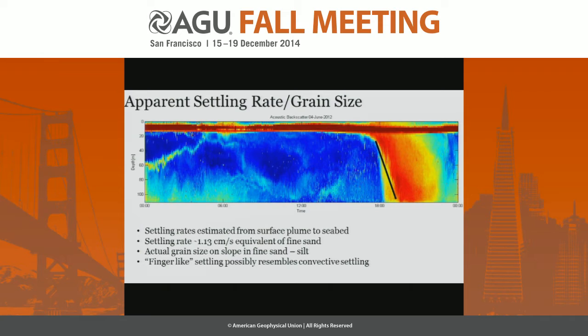Another interesting occurrence is these little finger-like settling features that possibly resemble convective settling that has been seen in laboratory studies. That's something interesting that you sometimes see when you adjust the color on these images.